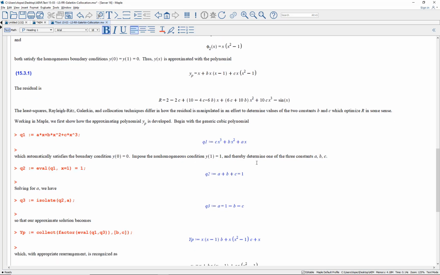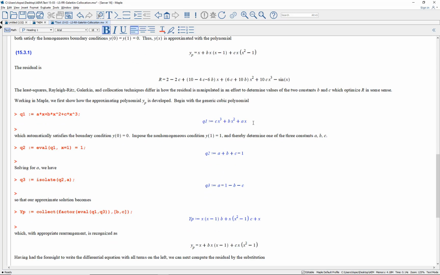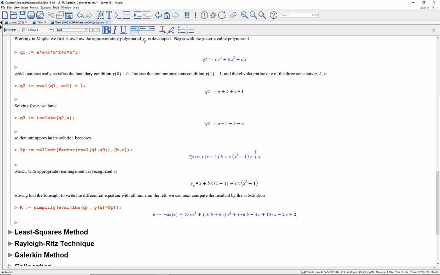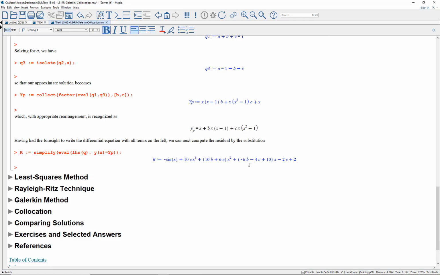Now here are the computations in Maple. You start out with a general cubic. You apply the boundary conditions. You solve for A, and you end up with the choice that we picked, and therefore you have this residual.